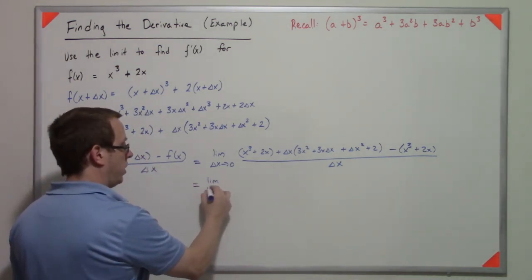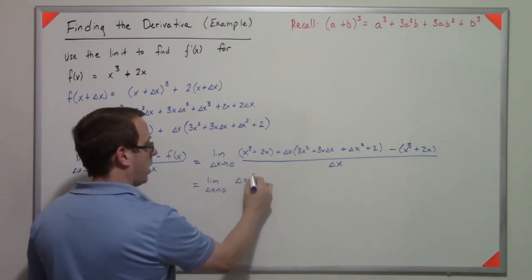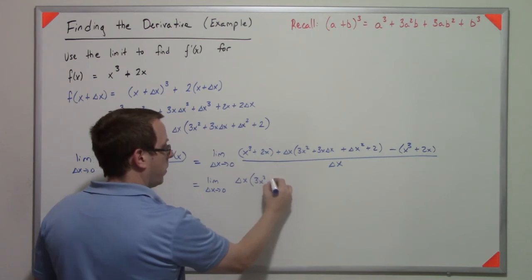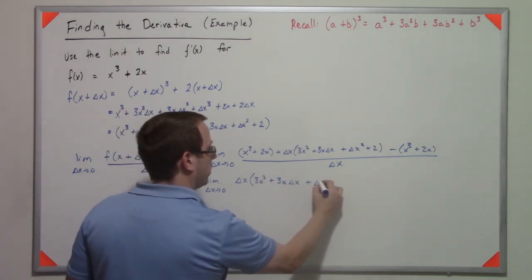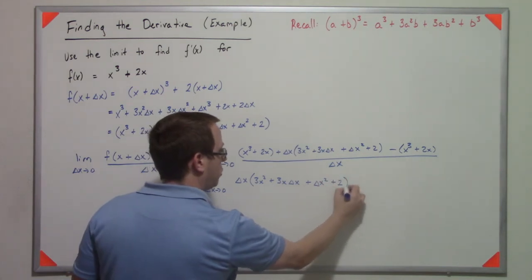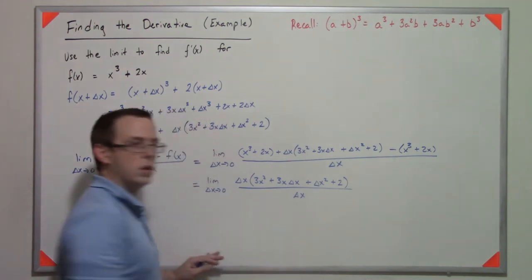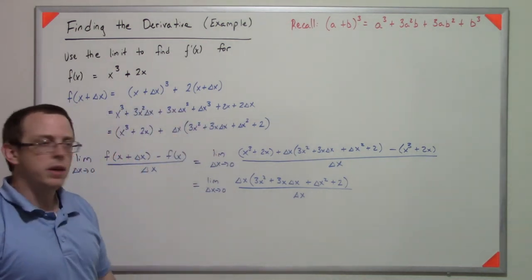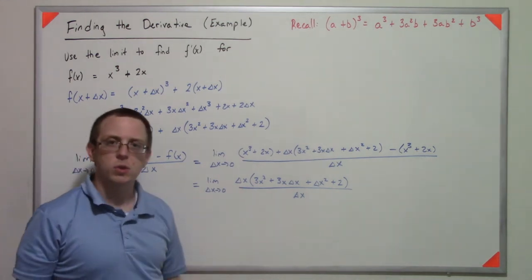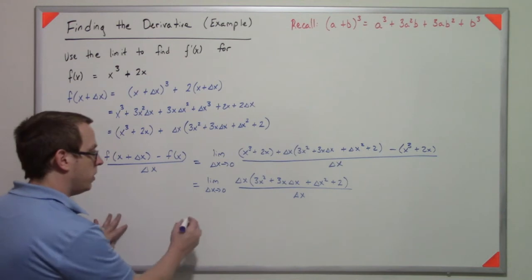So that's the limit as delta x approaches 0 of delta x times (3x squared plus 3x delta x plus delta x squared plus 2) all over delta x. And yet again, these are going to cancel. Again, almost like I did it on purpose. Can you believe it? Wild, wild stuff.